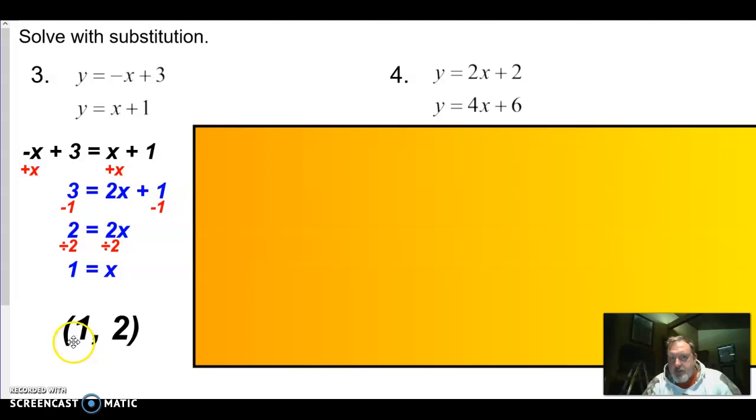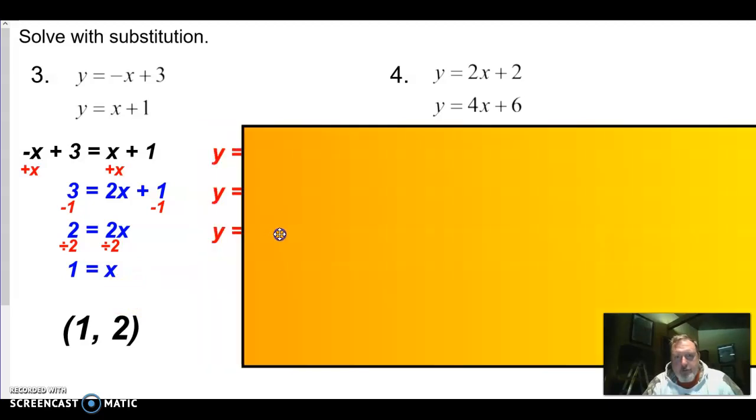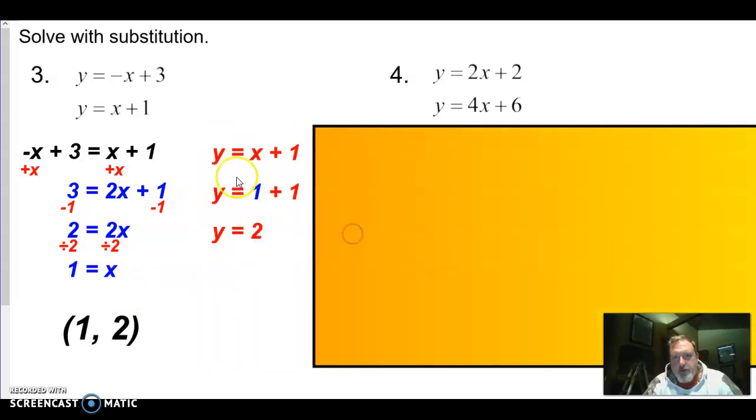Now that I know x is 1, I can plug it back into either one of these equations. It doesn't matter. I'm going to use the bottom one just because it's less work, but you can pick either one at that point. So I'm going to plug 1 into the bottom equation for x, and y is 2. And again, we always finish by writing our ordered pair.